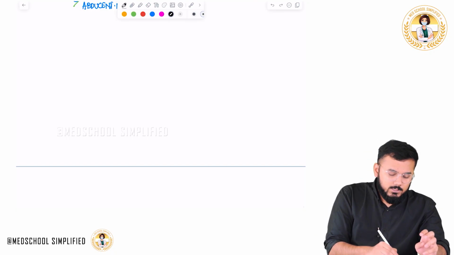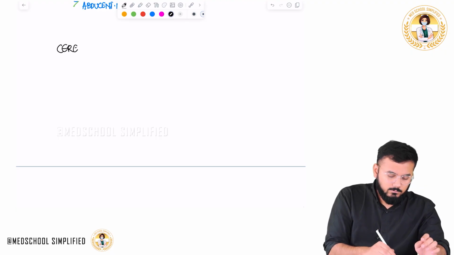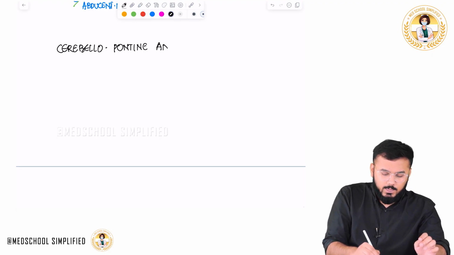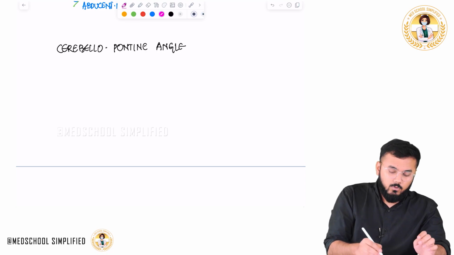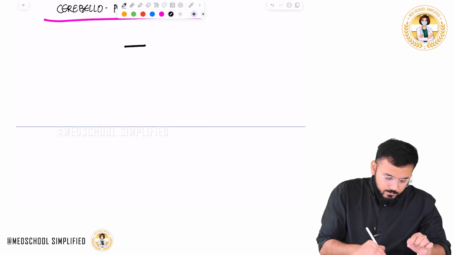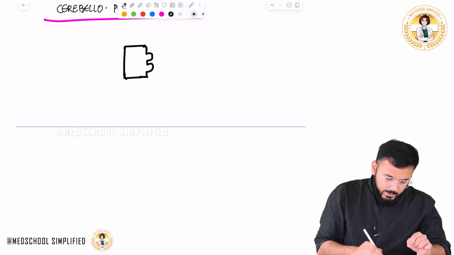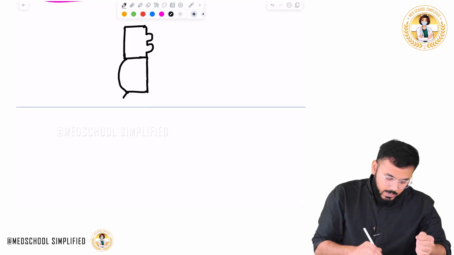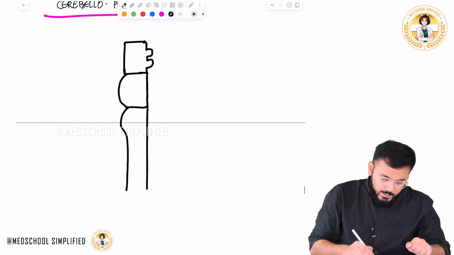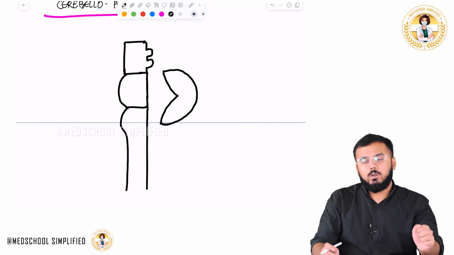Okay, so this is called the cerebellopontine angle. We shall look at what the borders of this cerebellopontine angle are. Now before that, all of you just focus here. This is your pons, and after that this is your midbrain, and after that this is your pons, and then here comes your medulla oblongata as well as spinal cord. And I have already told you that here you have got your cerebellum. So this part over here is called your cerebellum, right?